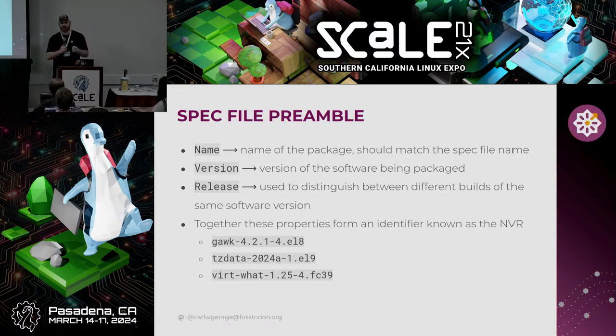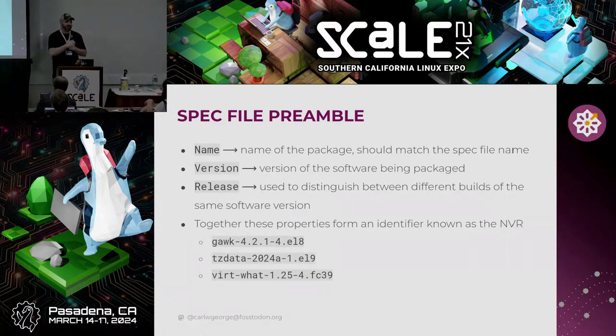But what it does have to match is the file name of the spec file. So if you're packaging foobar, your spec file needs to be foobar.spec. The version of the software, I think I touched on this in one of the Q&A questions earlier, is going to correspond to the software's version upstream, what they release the version as. The release is basically another version, but that is the version of the packaging you're doing.